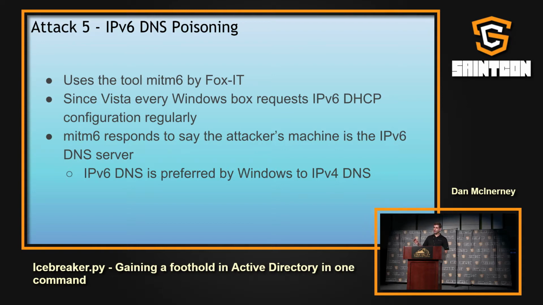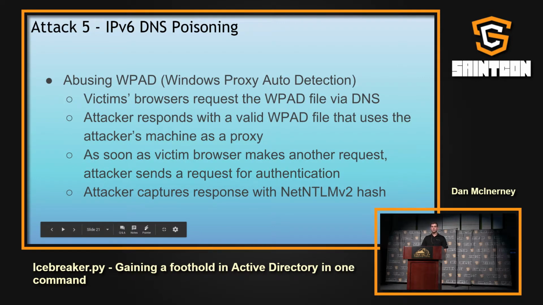Now, as soon as a computer connects to it, it's going to respond and say that the attacker's machine is the IPv6 DNS server. So now all DNS requests are going to go through the attacker's machine. And another beauty of Windows networks is IPv6 is preferred by default to IPv4. So it's just going to override default network settings. Now, this is an interesting tool because it actually bypasses another Microsoft patch that was supposed to make our lives harder. And that patch was when they fixed the WPAD.